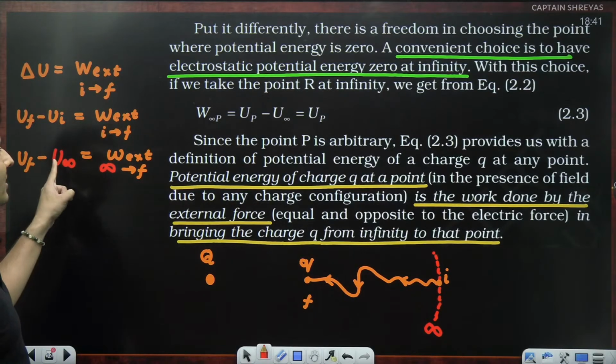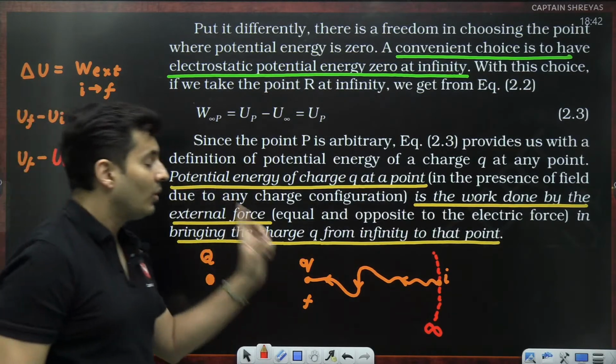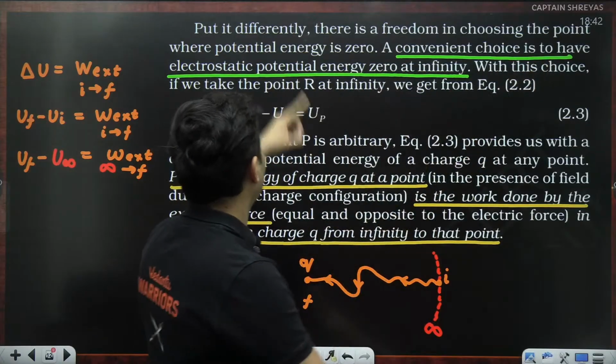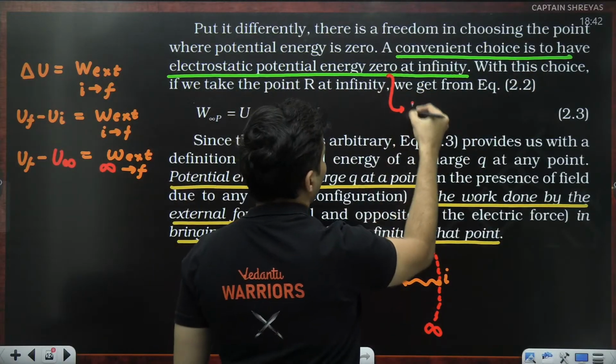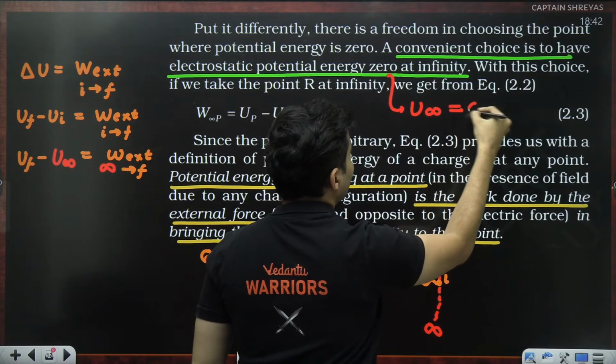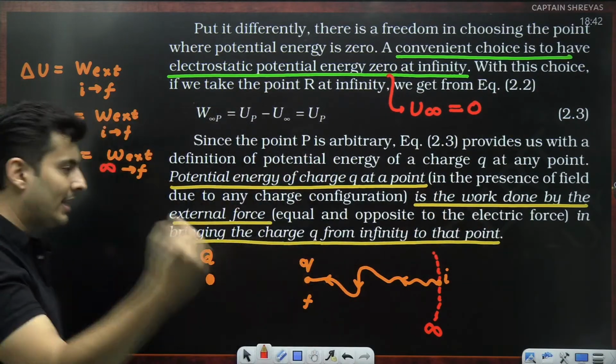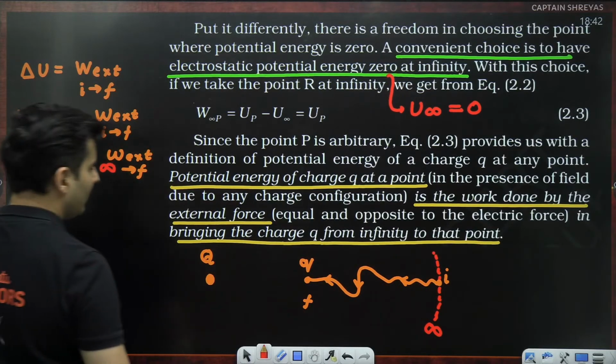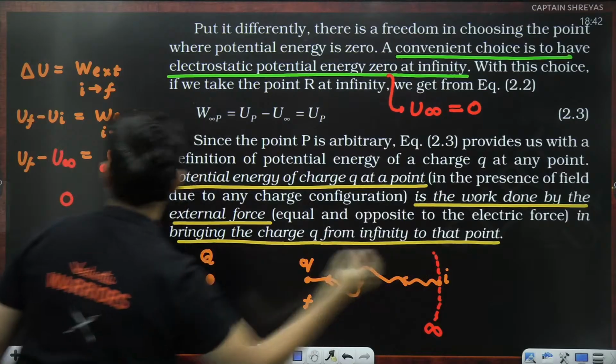But what did I just define? What did I just define energy at infinity as? I just told you the potential energy at infinity, U infinity, is 0. I've assumed it as reference. So this is 0, my dear warriors. Hence, I will get the final answer.